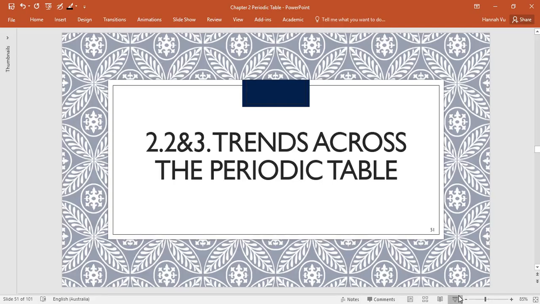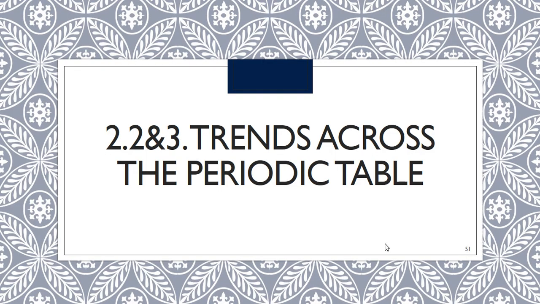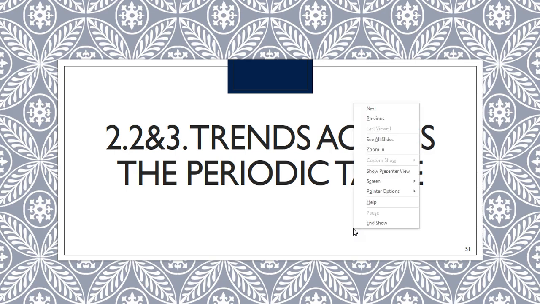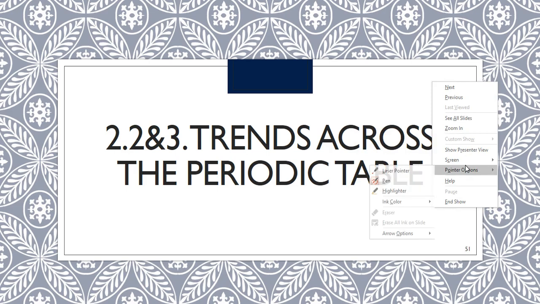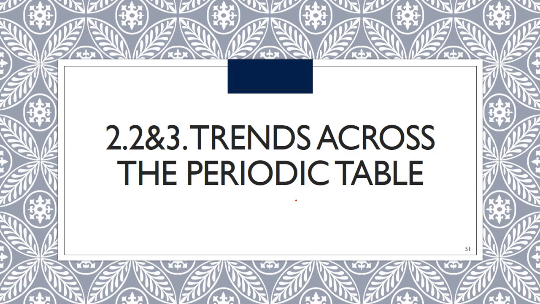Hello, so this is the video for 2.2 and 2.3, which is trends across the periodic table. Now we have covered this in class on Monday, but I think it may be a good idea to quickly revise just in case anyone needs a quick catch up. And I think at least one person was away on Monday, so this will benefit that person.